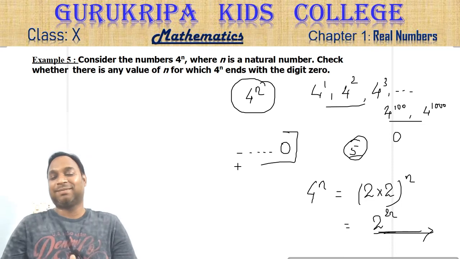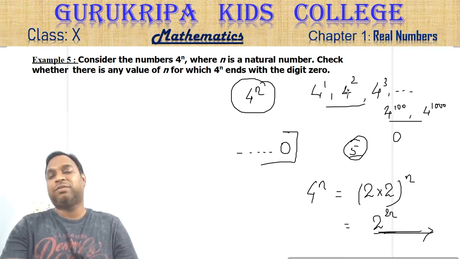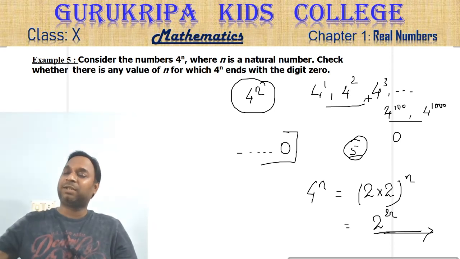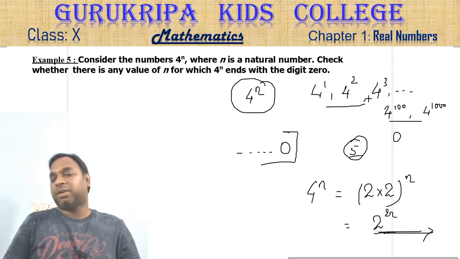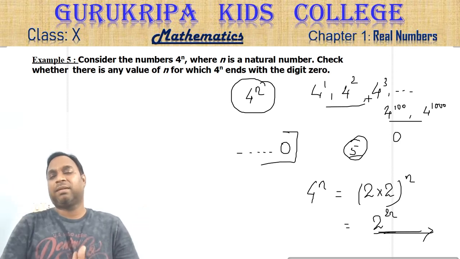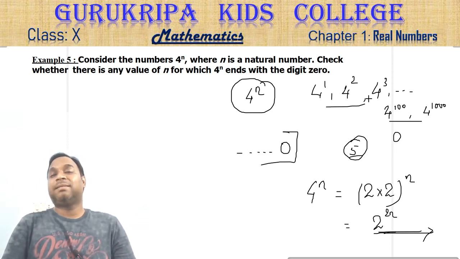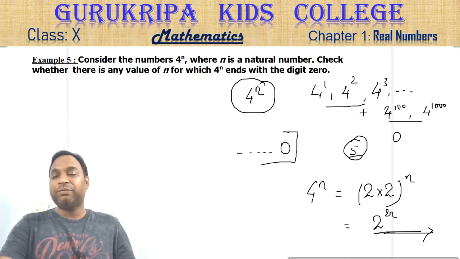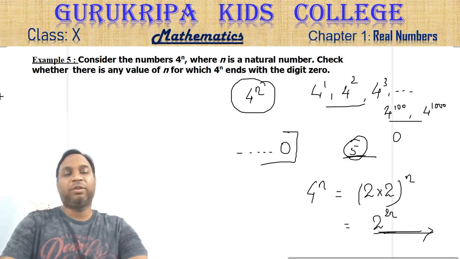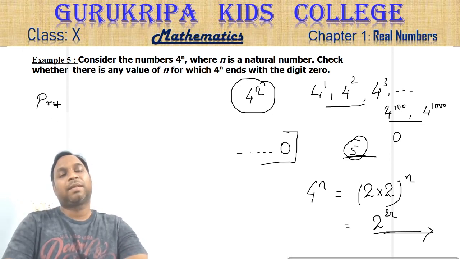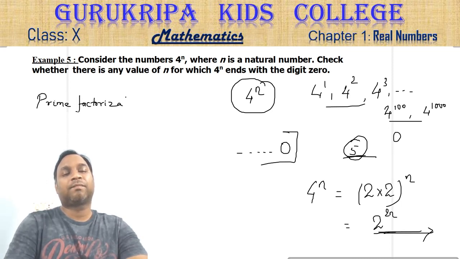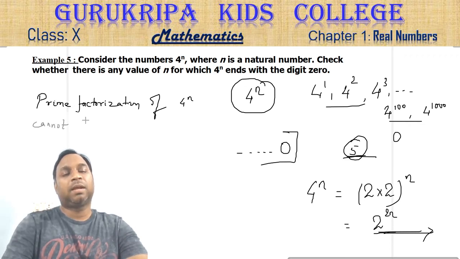You don't know what the number is. And there are so many numbers: 4 to the power 1, 4 to the power 2, 3, 4, 5, 6, 100, 1000, 10,000, 4 to the power 10 lakh, any number. None of those numbers can end in a 0. And that has been proved now. That has been proved. The prime factorization of 4 to the power n cannot have a 0.